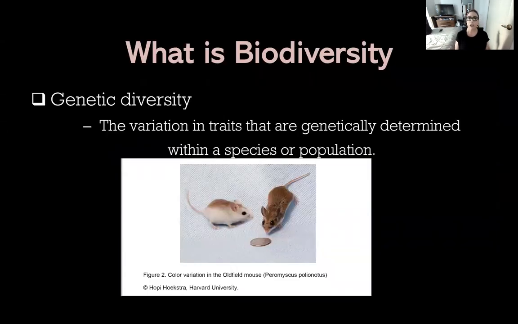Now, another definition of biodiversity is genetic diversity. So this picture here has two mice, old field mice, and they're in the same population, but notice that one is white with a little brown, the other one is fully brown. Now that comes from genetic variation, right? There's a gene that controls fur color, and the white mouse has one version of the gene and the brown mouse has another. They both have the gene for hair color, but they have different versions.